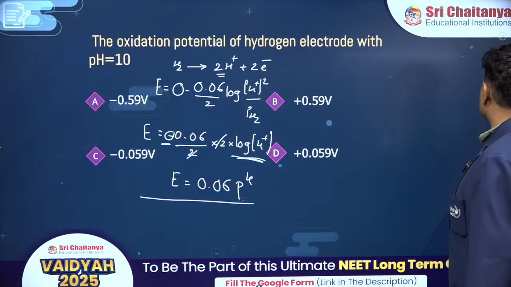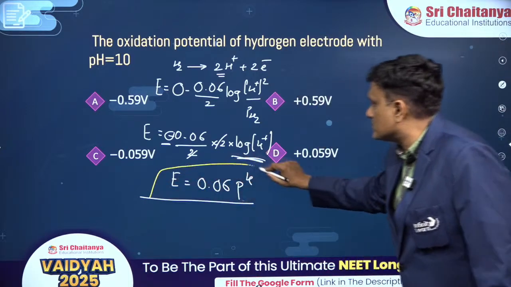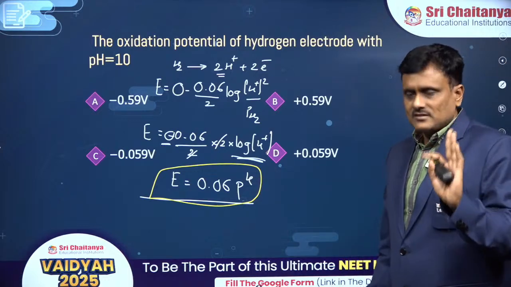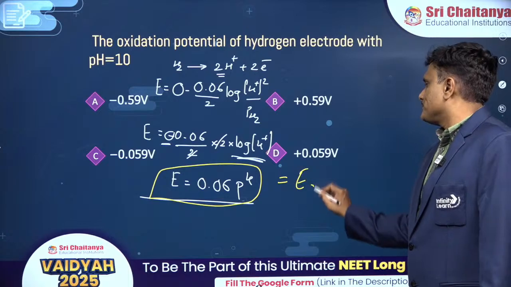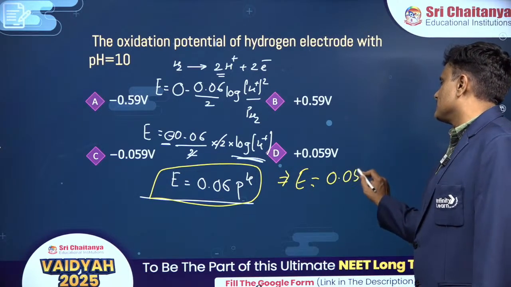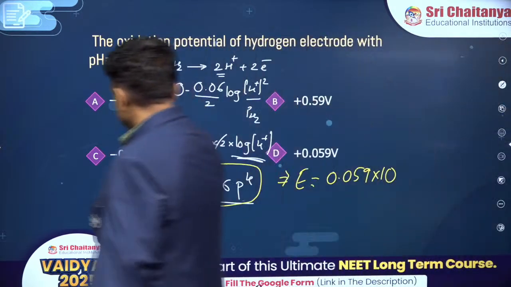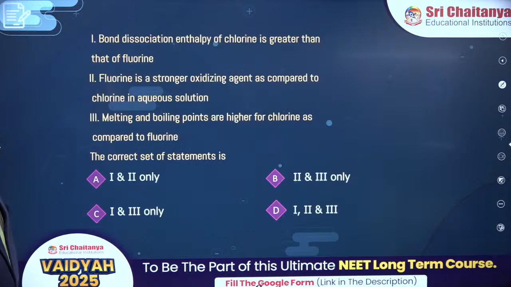Just straight away you can put it like that. Use this equation if the questions are asked. So you can see 0.06 is nothing but 0.059. Here the options are in 0.059s. So what's your answer? E equals 0.059 to be precise into pH value, which is given as 10. You substitute, 0.59 is the answer. Plus 0.59, please understand, not minus. Okay, Karthik.